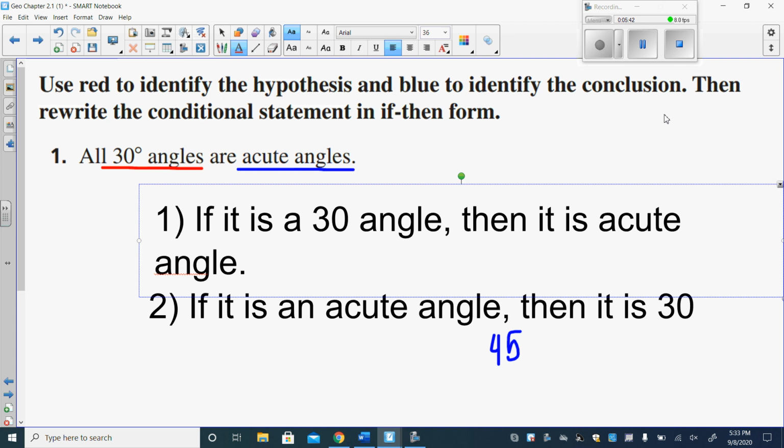Acute angle. So that does work. So the first one works all the time, because a 30-degree angle will always be an acute angle, but an acute angle will not always be 30 degrees. So it works sometimes one way. Now it can work sometimes both ways, and we'll cover those tomorrow. But here, this one only really works one way.